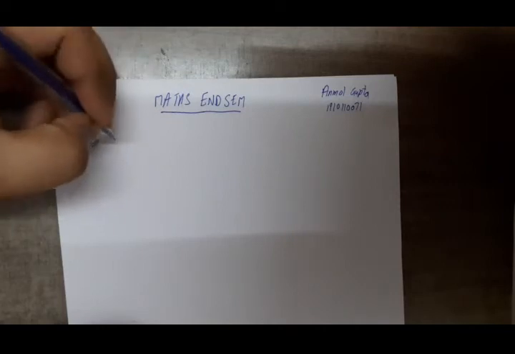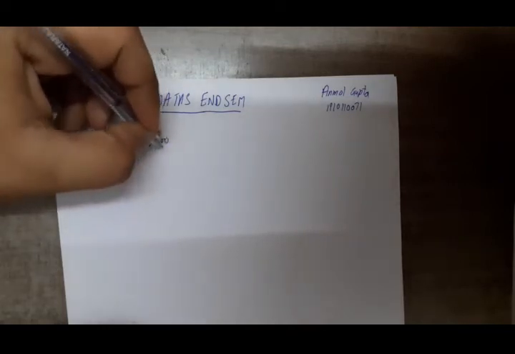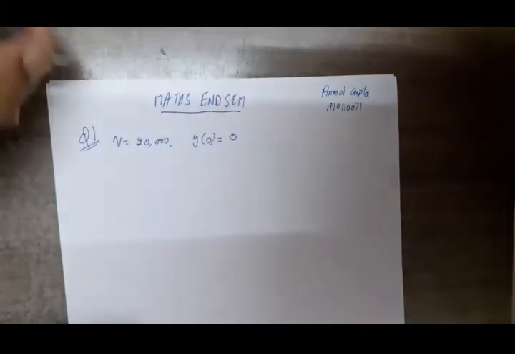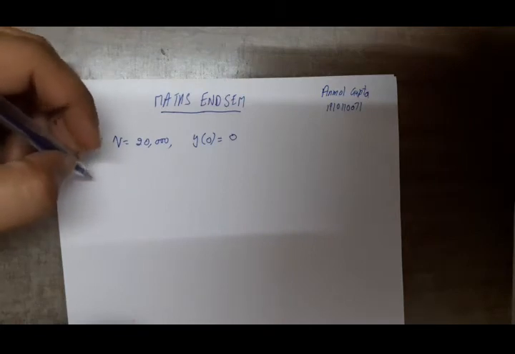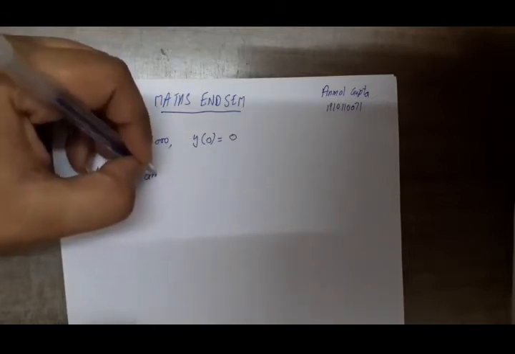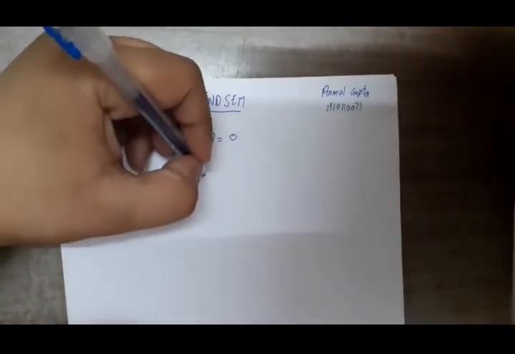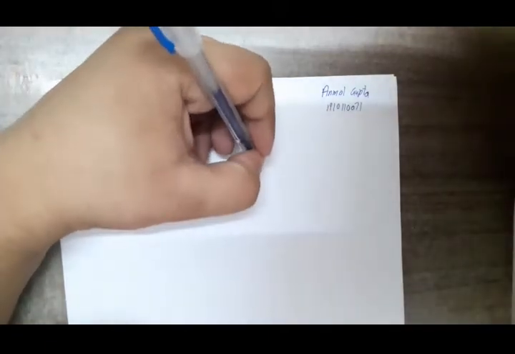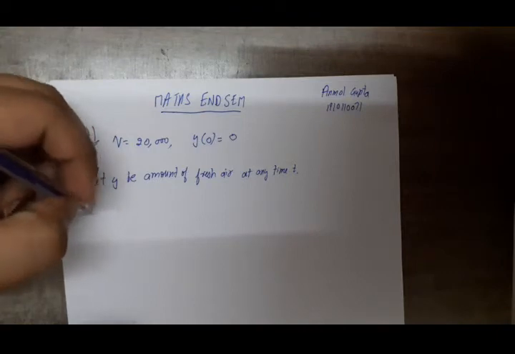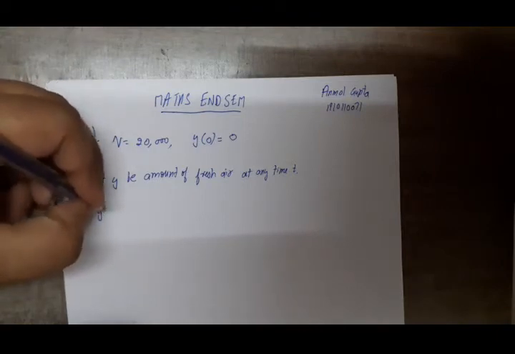So this question has two parts. Let us proceed. First of all, we are given that the volume equals 20,000 and at time equals 0, the amount of fresh air is 0. Here I have taken y, which denotes the amount of fresh air at any time t. So let y be the amount of fresh air at any time t.